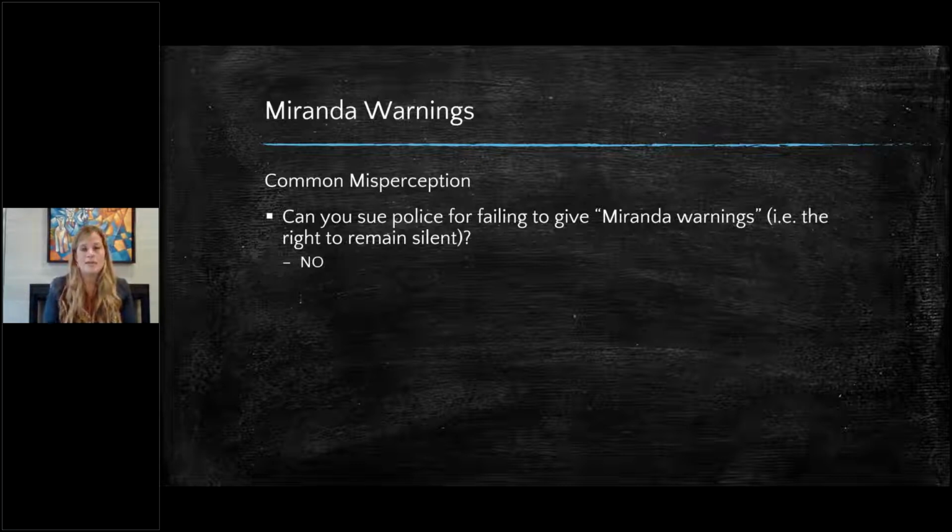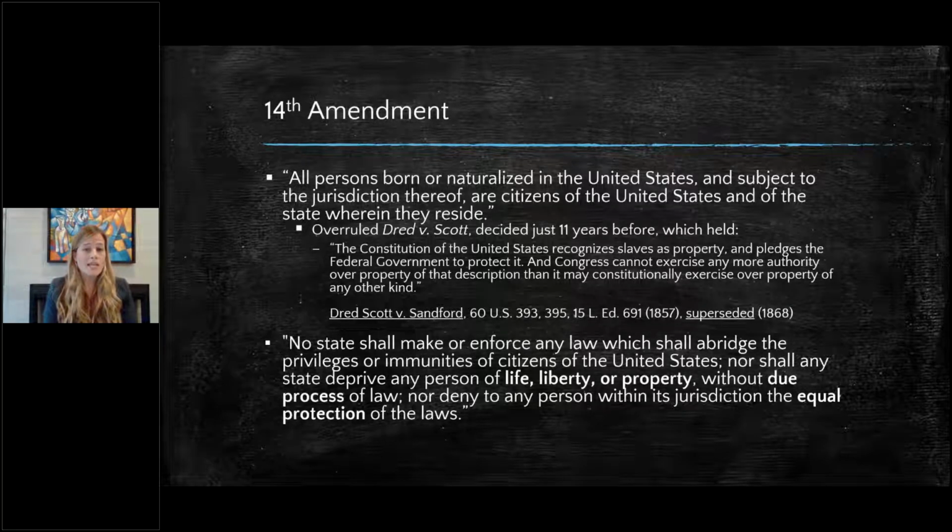In the civil context, in a 1983 case, you can't sue for that alone. You cannot sue because the police officers failed to give you your Miranda warnings. You just can't do that. What you can do, and we're going to get into this in the 14th Amendment, is sue based on what happened after they didn't give the Miranda warnings. Did you give a confession that was coerced? And so this takes us to the 14th Amendment.